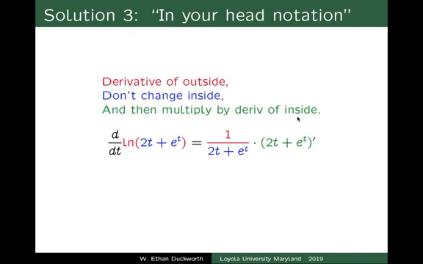So I will write it in green, times 2t plus e to the t prime, and again the prime means that I haven't done that derivative yet. So I'll just have one more step where I take that derivative, and at that moment I won't write the prime anymore. So 1 over 2t plus e to the t times 2 plus e to the t. And that's the end of the example.